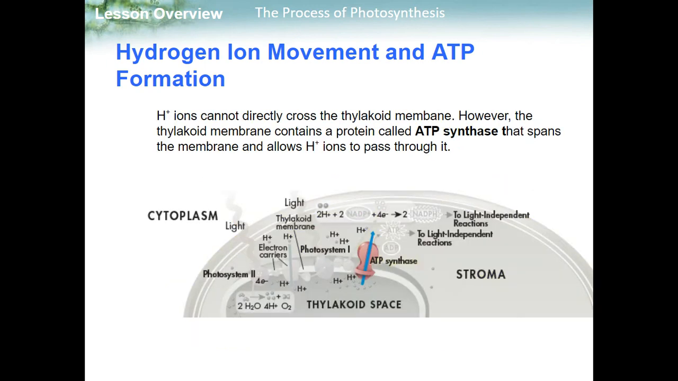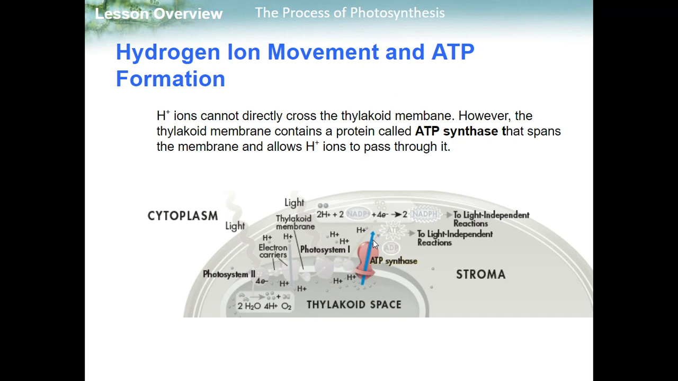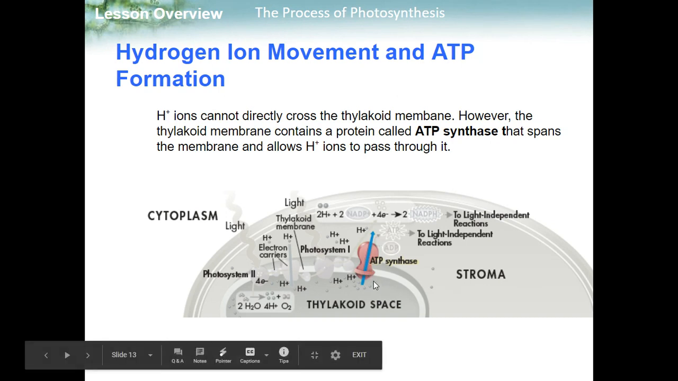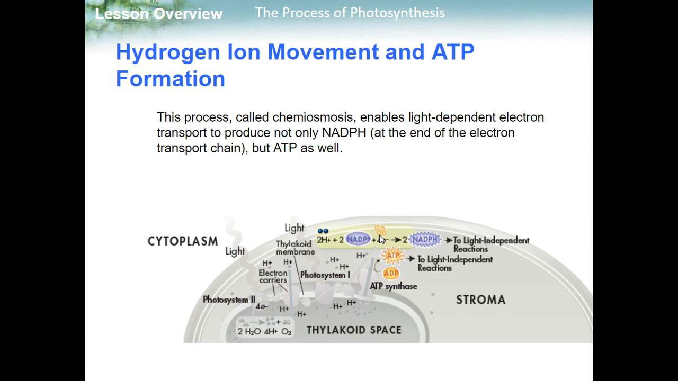Hydrogen ions cannot directly cross the thylakoid membrane. However, the thylakoid membrane contains a protein called ATP synthase that spans the membrane and allows hydrogen ions to pass through it. So you can see here, this is the ATP synthase and it allows the hydrogen to pass through it. This process is called chemiosmosis, and it enables light-dependent electron transport to produce not only NADPH here at the end of the electron transport chain, but the ATP as well.